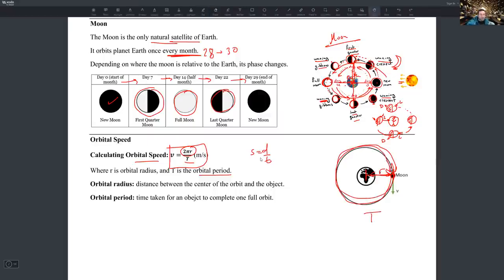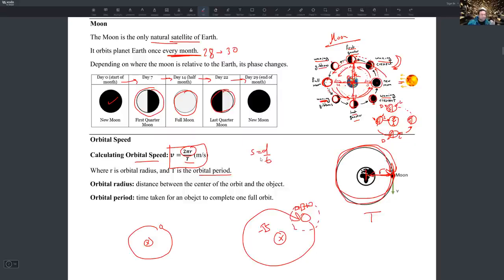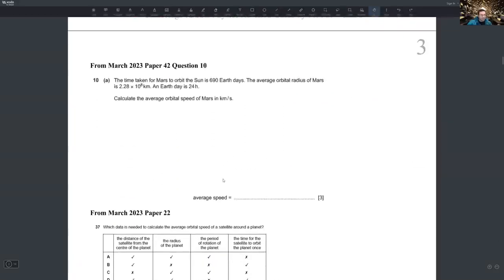Okay? This does not only apply to the moon. This applies to anything that orbits. So if we have a planet that orbits the sun, this works if it's a circle. If you have an asteroid that's orbiting the sun, that's also the same thing. If we have a satellite that orbits Earth, or a dish that orbits Earth, that also works. It's the same thing, 2 pi r over t. Now, let's solve a few questions about this.